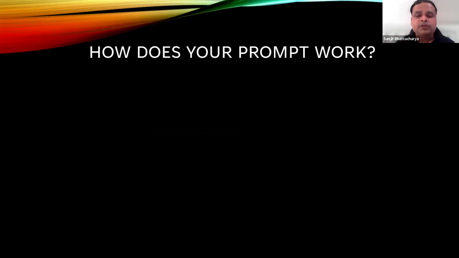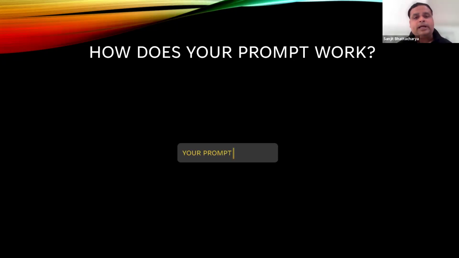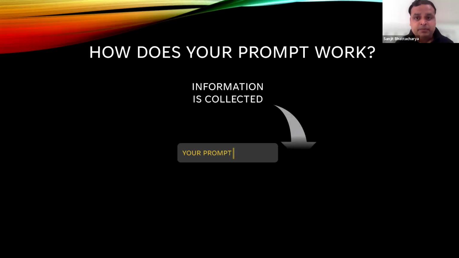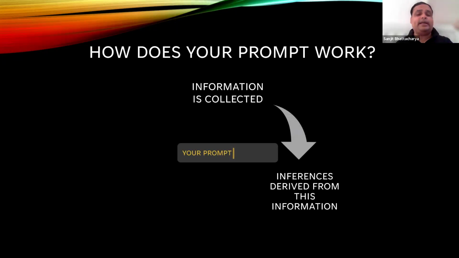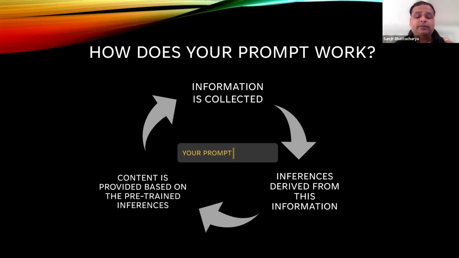Let's move forward. So let us understand how your prompt works. Now we are getting into details. When you start writing your prompt, the first thing that happens is your information is collected by the GPT. Second, some inferences are derived. You remember we gave a lot of information: that it should be less than 500 words, for the Asia Pacific region only, it should look like this, it should contain this and all that. And from the inferences, it will give you content which is based on the pre-trained inferences.